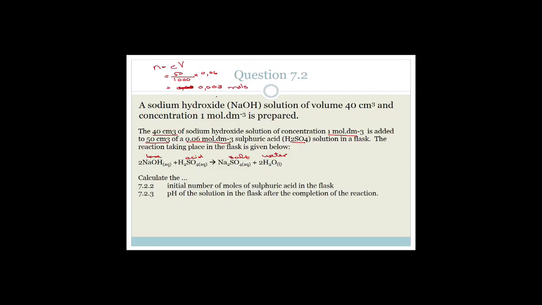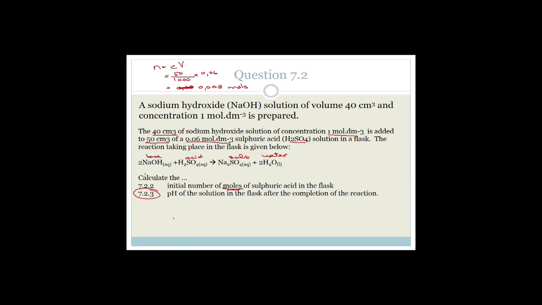And why is this important? Because whenever you're working on anything, you always work with moles, so we need the moles. Now they want us to calculate the pH of the solution in the flask after the completion of the reaction. We're going to use the information we worked out in 7.2.1 and 7.2.2, but you get positive marking. So let's say you messed up the number of moles here. It's okay because you'll get positive marking as you move forward.